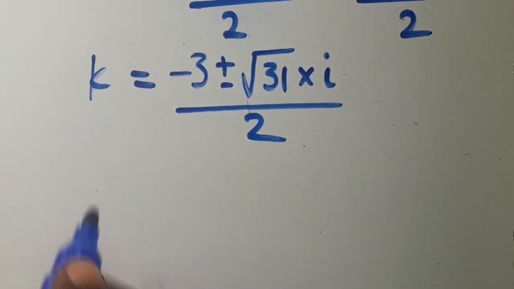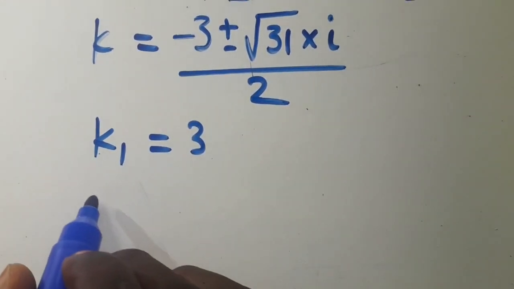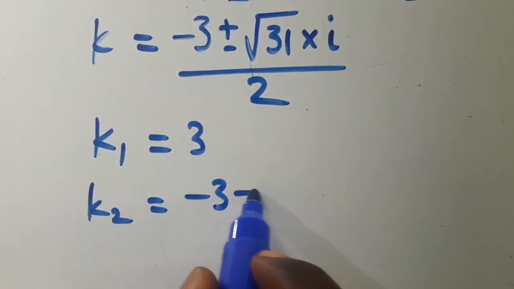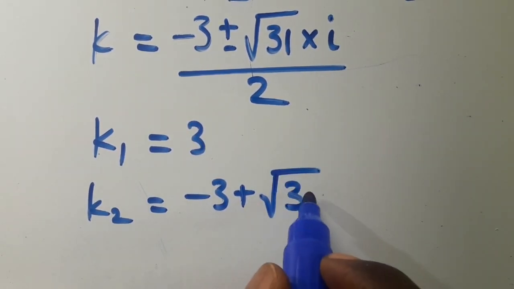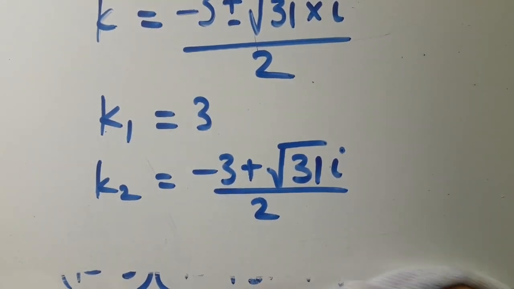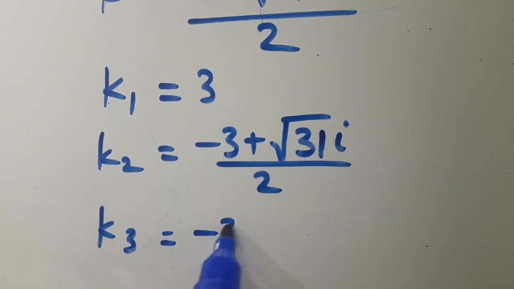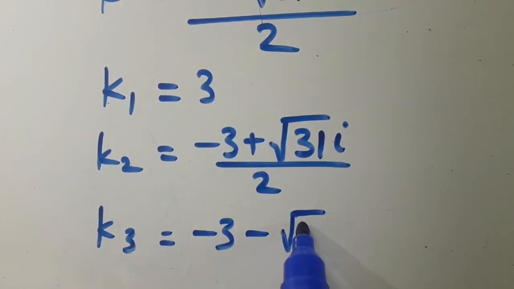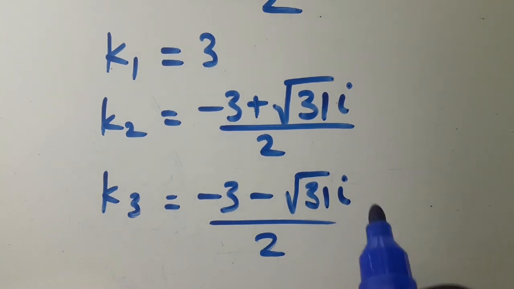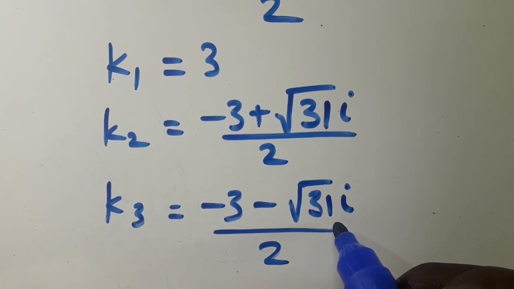So we can declare finally that k1 equals 3. Then k2 equals minus 3 plus root of 31 i, divided by 2. We also have k3 equals minus 3 minus root of 31 i, all divided by 2. Mind you that k2 and k3 are complex solutions, but k1 is a real solution.